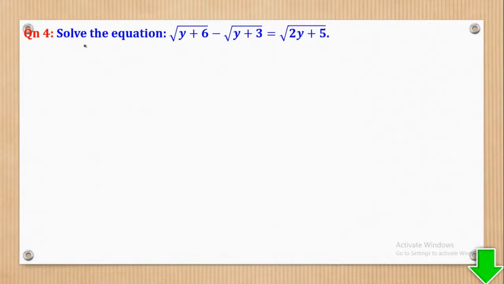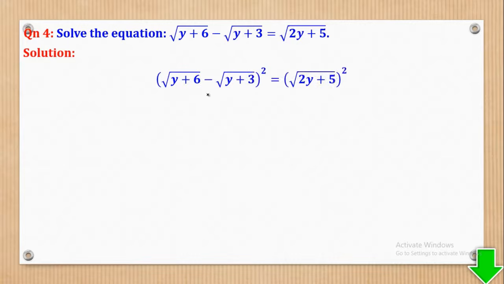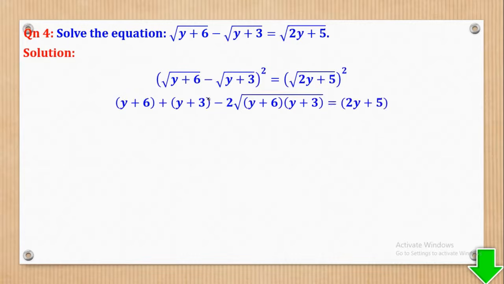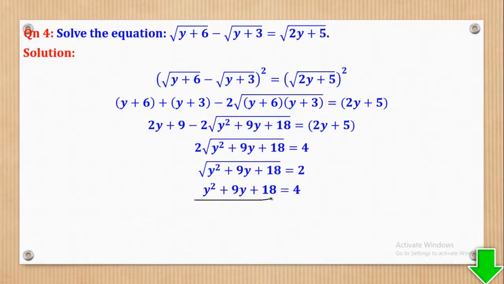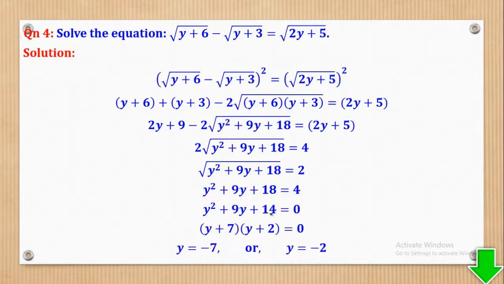Then question 4 says solve the equation this. Still the sides are on both sides, so the first thing to do is to square both sides. Then open brackets, expand, simplify, and then rearrange to make the side on only one side. And in that case, after that you shall square both sides. So when you square, you'll come up with a quadratic. Then solve that quadratic by either factorization or bulldozer method. Then you have to verify.